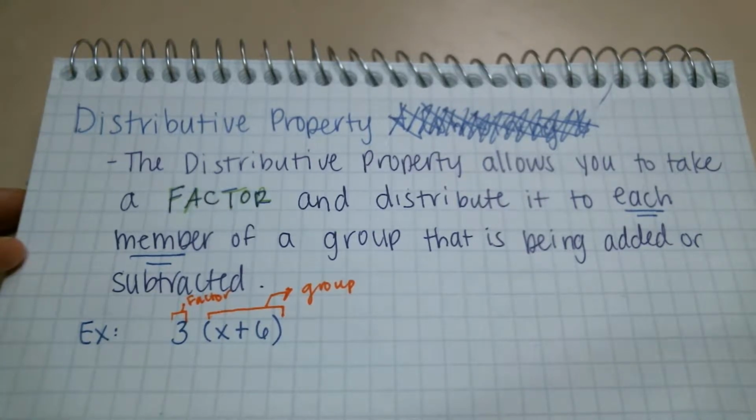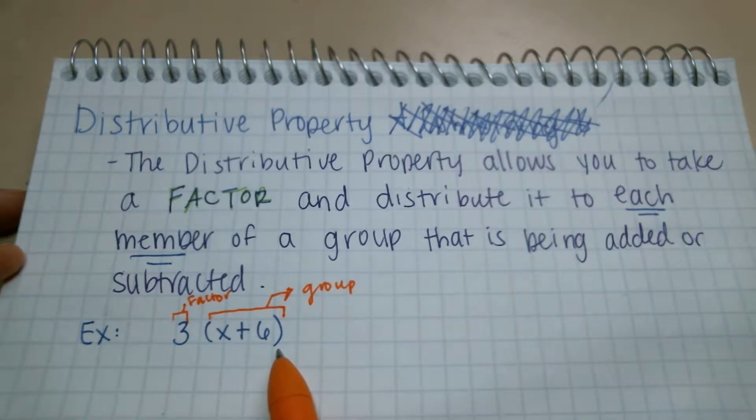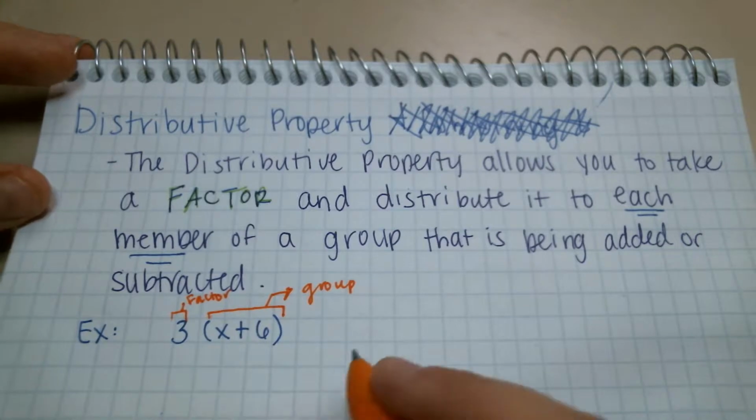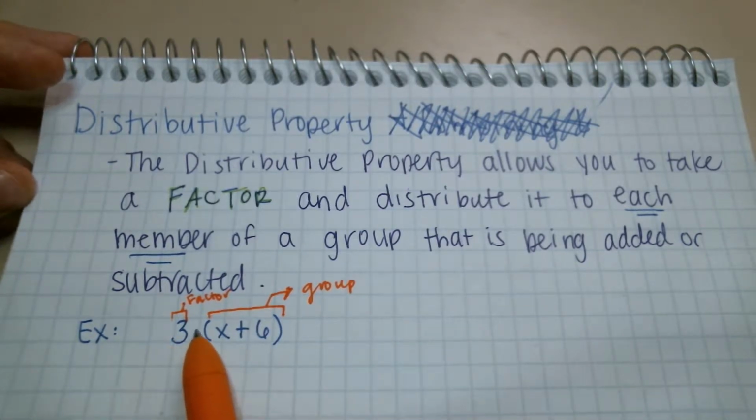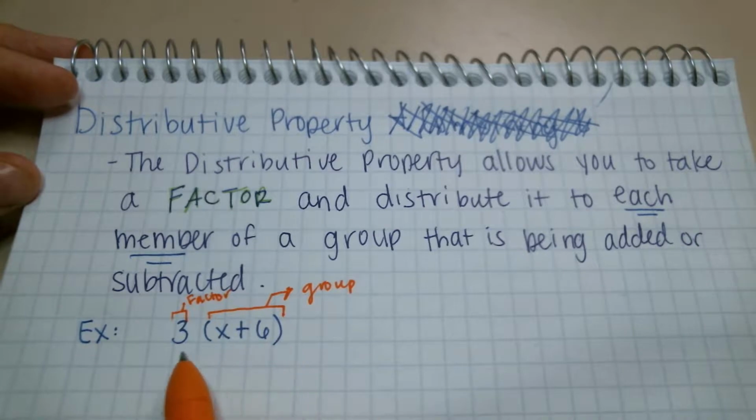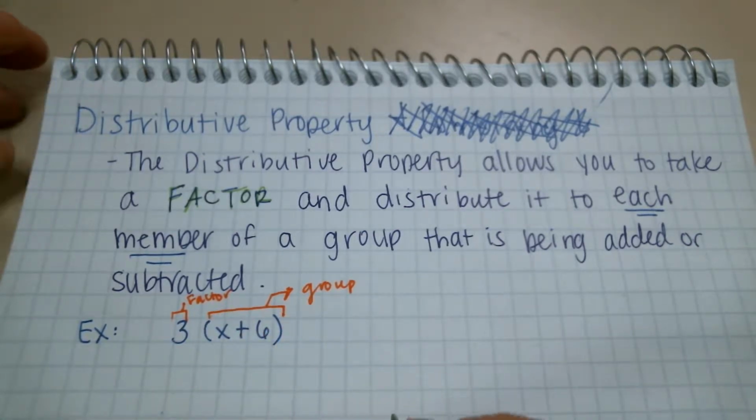So remember, if you see a number next to a set of parentheses like we have here, that means to multiply. That's the operation happening. So in algebra, you won't see a multiplication symbol. You won't see a multiplication dot. You'll just see a number next to a set of parentheses, or one set of parentheses next to another set of parentheses, and that means to multiply.